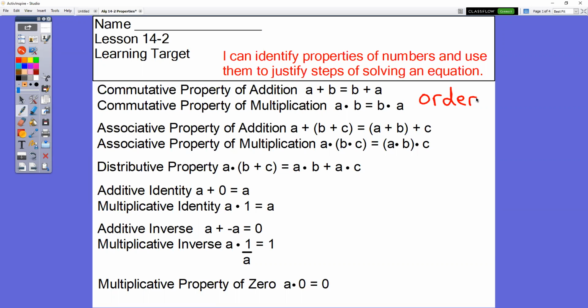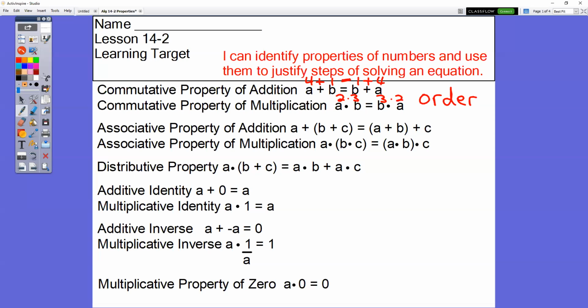You could have the commutative property of addition being A plus B or B plus A. If you think about it, for example, 4 plus 1 is the same exact thing as 1 plus 4. It gives you 5 and it gives you 5. You can switch the order in addition. Commutative property of multiplication, same thing. You could have 2 times 3 equals 3 times 2. All right, we're switching the order. So commutative property switches the order.